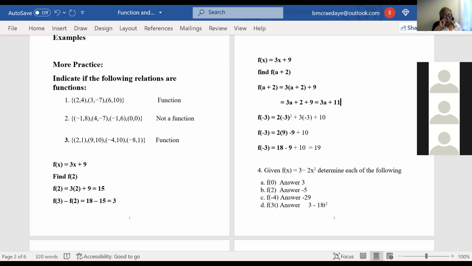So you can substitute variables. You can substitute variables and numbers. The variables can be squared. All right. But whatever you are finding the function of, that value is put in the variable. Okay.